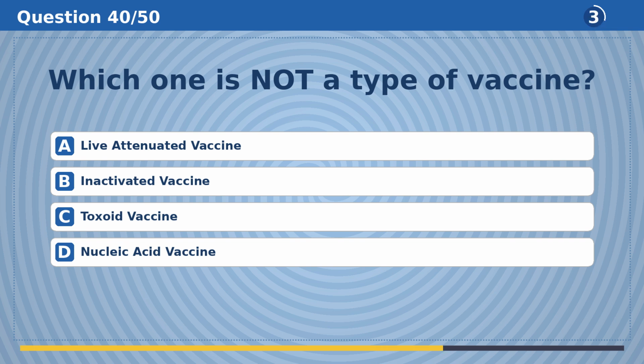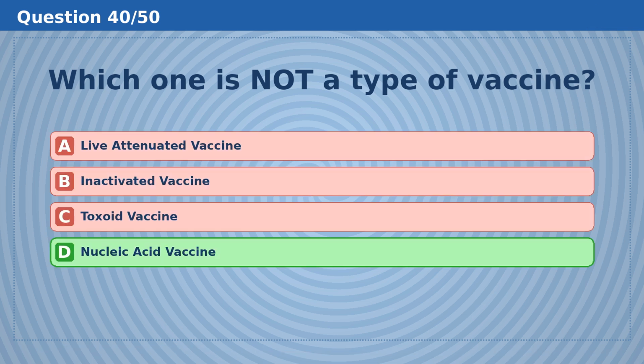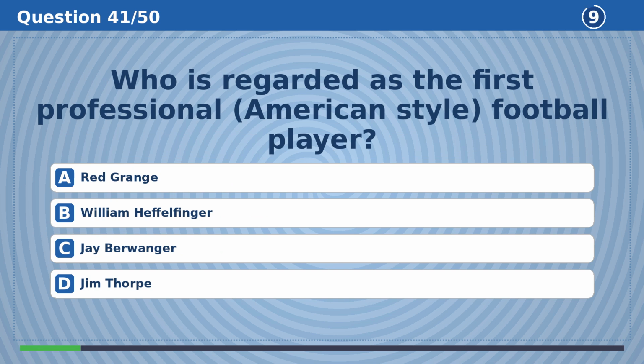Which one is not a type of vaccine? The answer is D, nucleic acid vaccine.